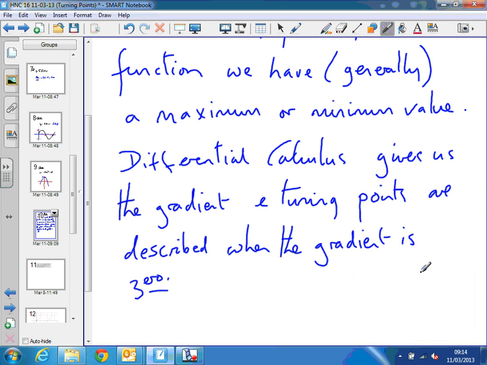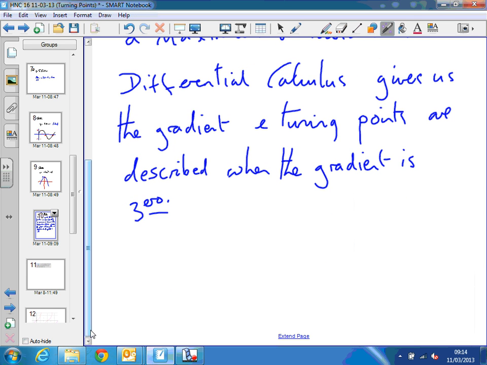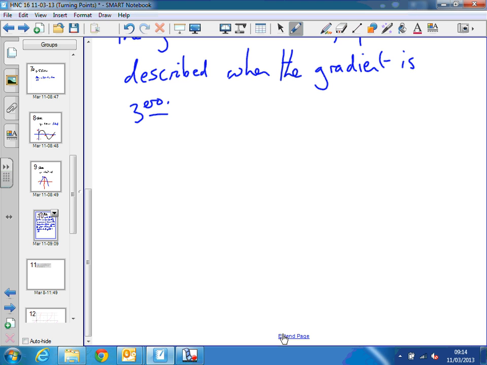So let's have a look at some shapes of these things. Maximum value, okay, turning point. You can see the turning point here, and of course at that point the gradient is 0. Positive gradient here, negative gradient here. At some point the gradient changes from positive to negative, and at that turning point we've got a maximum value.